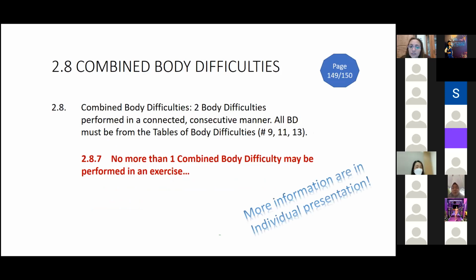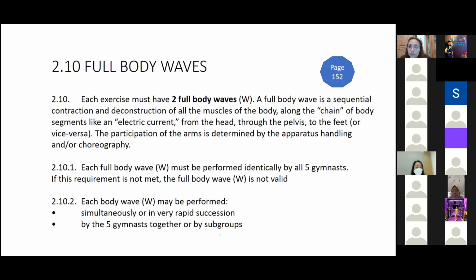The combined body difficulties, it's not allowed for more than one combined body difficulty in an exercise for the group. And we explained all the combined body difficulties yesterday in our presentation, so we don't need to go and explain it more today. The full body wave, we explained it also yesterday.